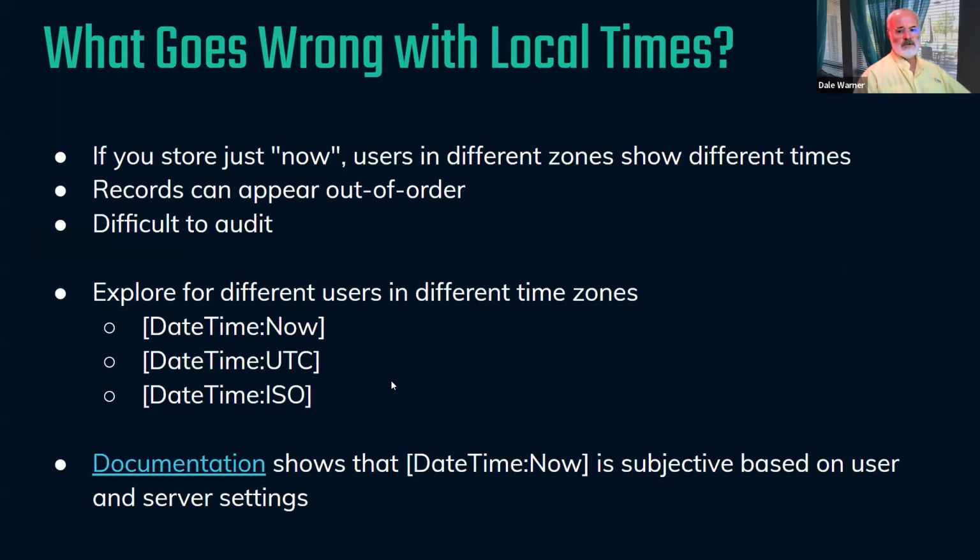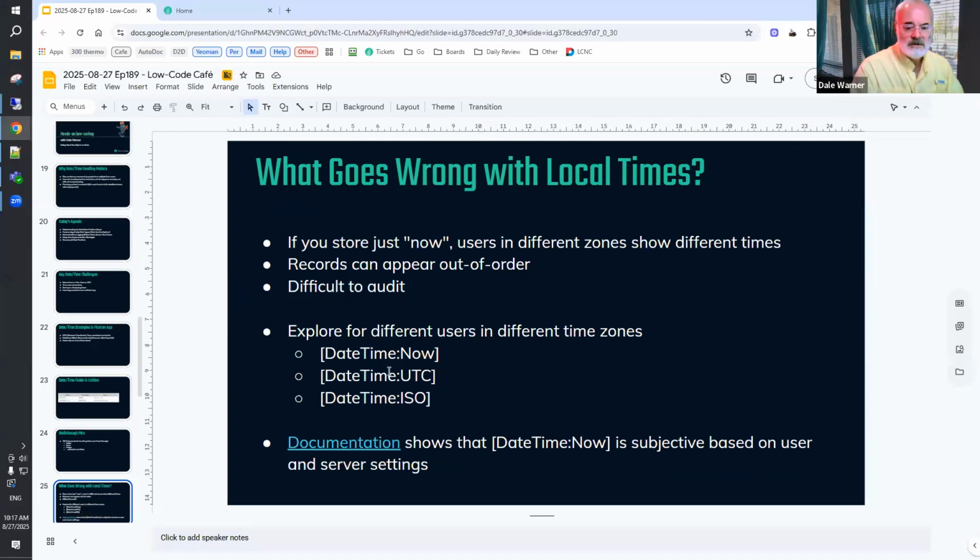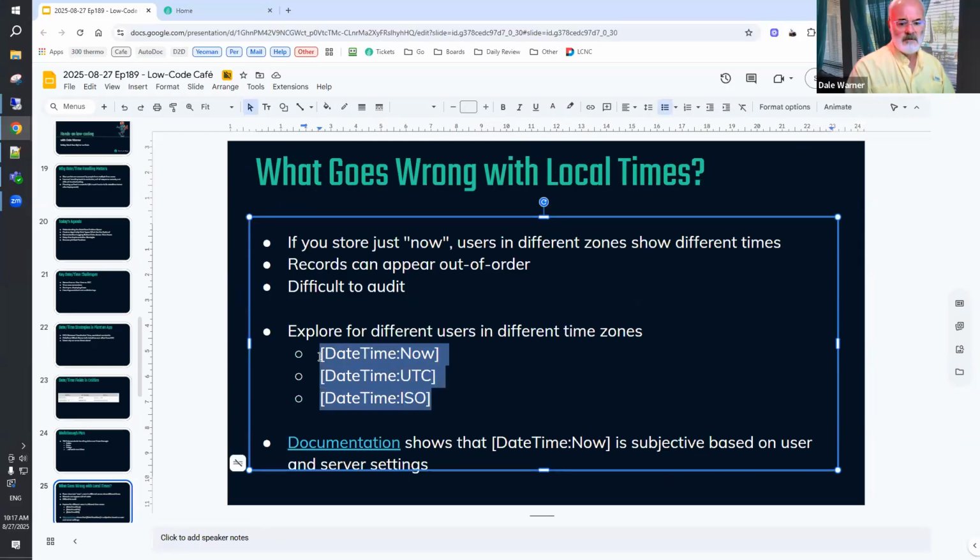So, what goes wrong with local times? If you just store date time now, users in different time zones are going to show different times, and that's going to be a spot where records can appear out of order, and that gives you the difficult to audit scenario. So let's explore a little bit for different users using these tokens. If you're not familiar with the tokens, these are documented in that link that was included earlier, and we'll come back to that. But let's grab these and take a look on a system.